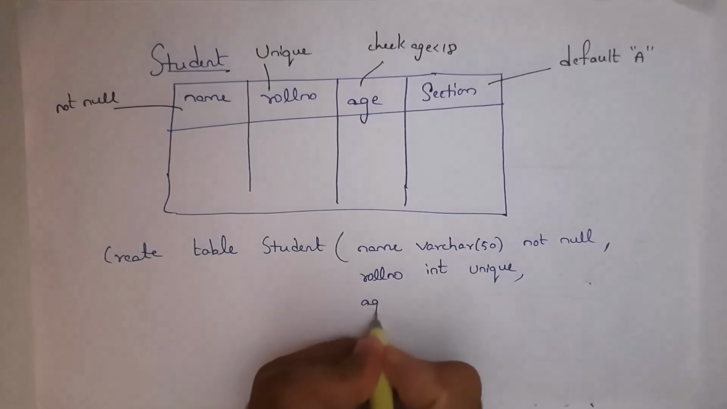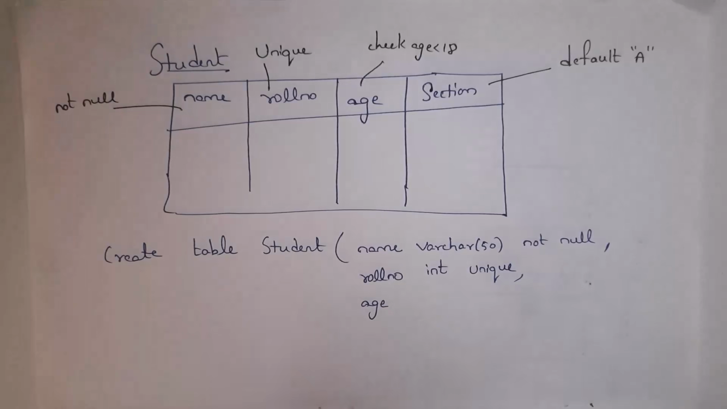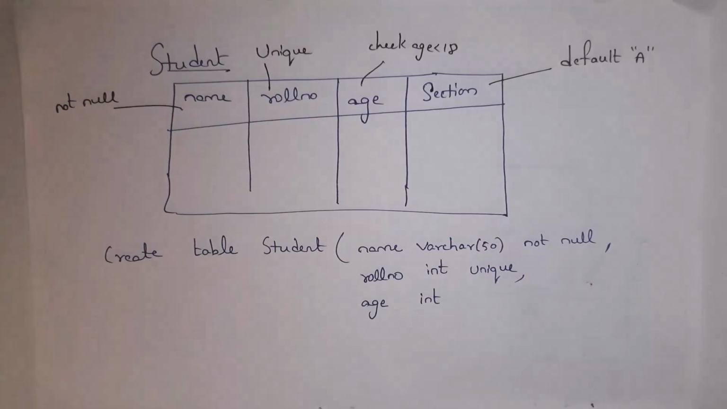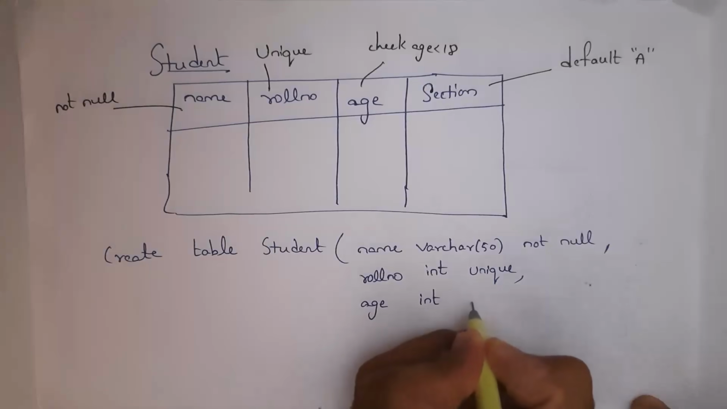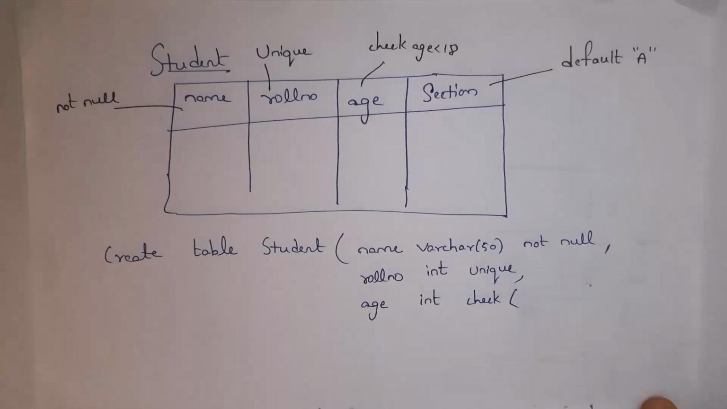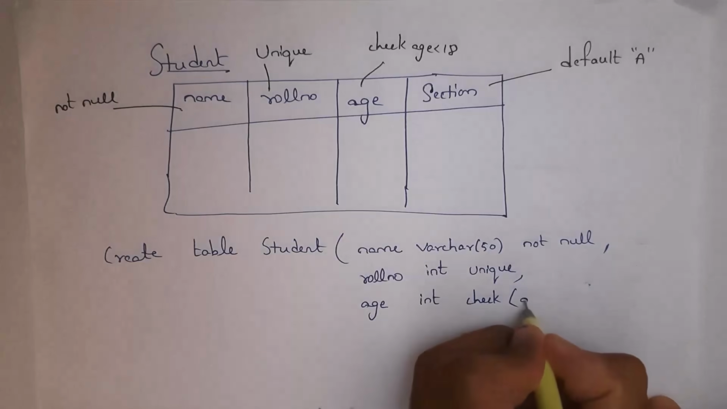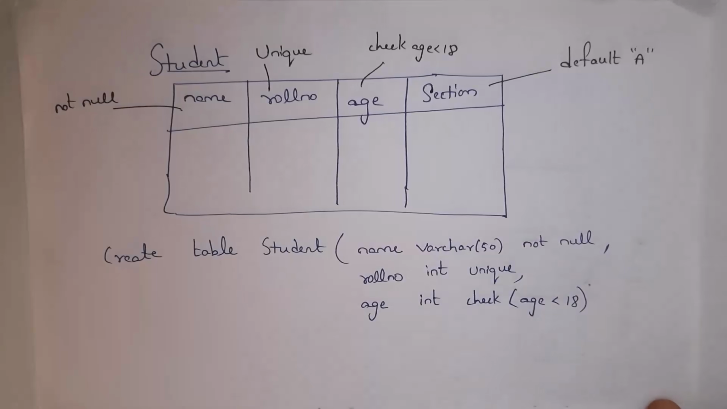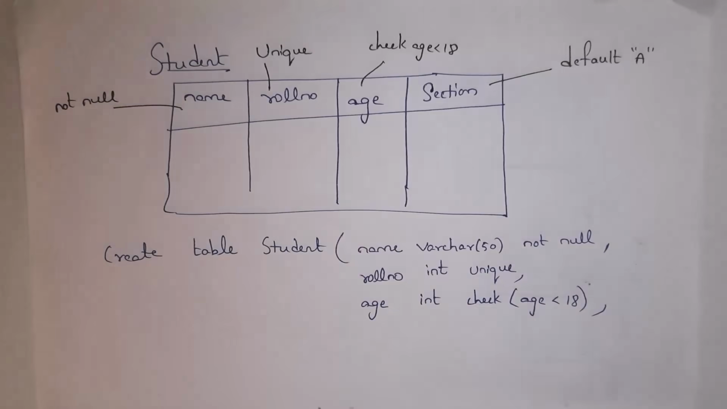So write here age. I want to give ages like 12, 13, so on. All are integer data types. So I will give data type that is int and I am giving condition that age must be less than 18. So after writing data type, write here check, open bracket. Now inside brackets you need to give condition that is age less than 18. Close this bracket, comma, next column is section.